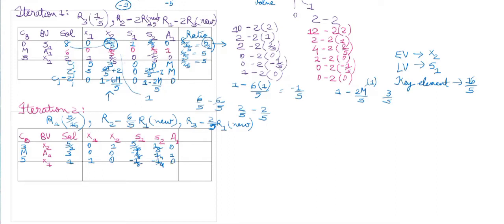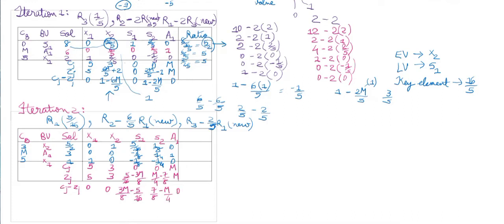Now we'll write the Cj, Zj and Cj minus Zj. Cj remains the same. Zj we'll find, which is 3 into 0 plus 0 into M plus 5 into 1. Same way for the others. Now Cj minus Zj. And again after this, to find the entering variable, we'll have to suppose some values for M.